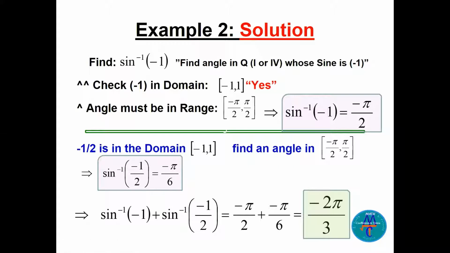So I take the first angle, minus pi over 2. You see this one here? Minus pi over 2. I add minus pi over 6. See, the LCD here is 6. Multiply by 3, multiply by 3 up and down here. So it becomes minus 4 over 6. So the answer will be minus 2 pi over 3.